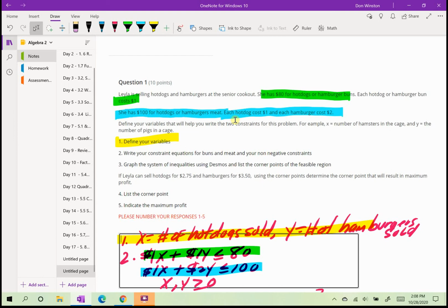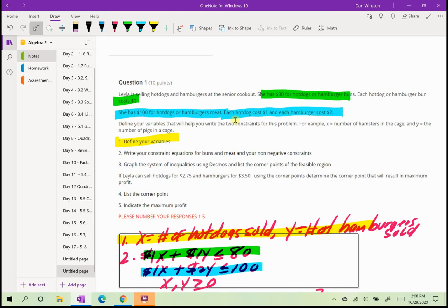1026 as well. But here we have Leela, and she's selling hot dogs and hamburgers at the senior cookout. She has $80 for hot dog or hamburger buns. Each hot dog or hamburger bun costs $1. She has $100 for hot dog or hamburger meat. Each hot dog costs $1 and each hamburger costs $2.